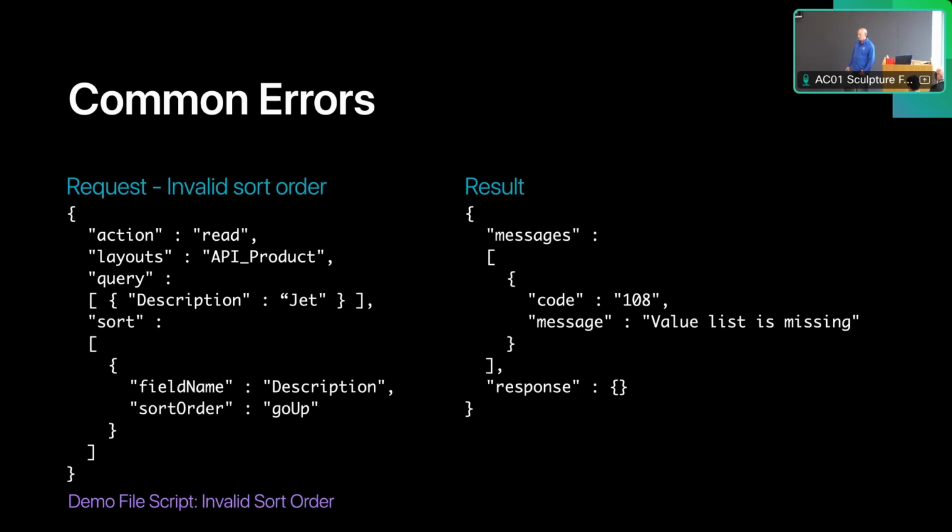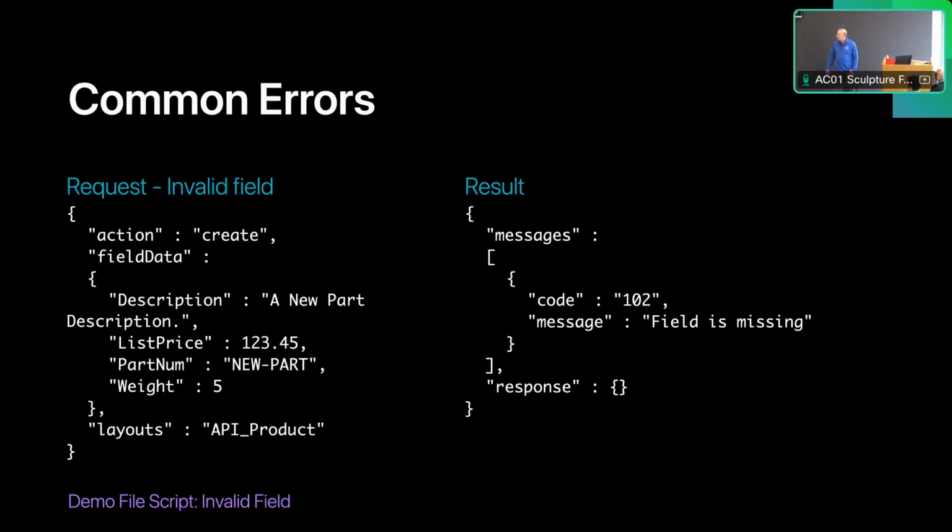Here, invalid sort order, but this one was a little interesting in the error that it came back with. We're doing the same search that we've been doing in all the other examples, but I just made up a sort order name. But the result that came back was the code 108, that the value list is missing, which after I stopped to think about it a second, I thought, well, that makes sense because ascend and descend are the two values in the value list for sort order, and I picked a value that didn't belong in that list.